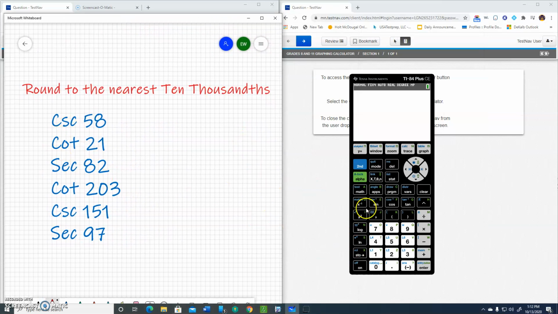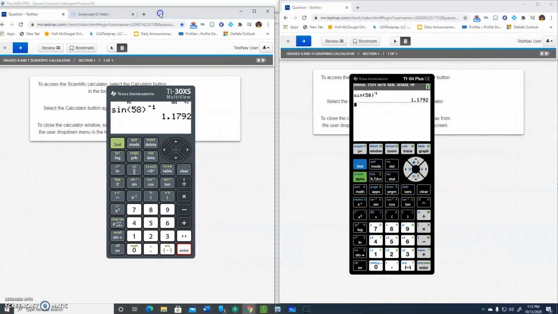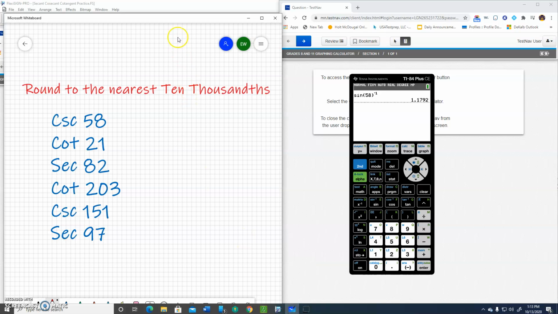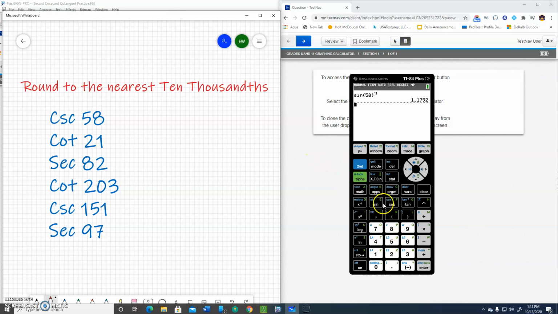We'll do the same thing with the graphing calculator. Cosecant, sine 58, close parentheses, reciprocate. There's our answer. 1.1792. Let's bring this down. Next question, cotangent 21. So each one should go quite quickly. Cotan 21, tan 21, close parentheses, reciprocate. There's my answer, 2.6051. Next one, secant 82.